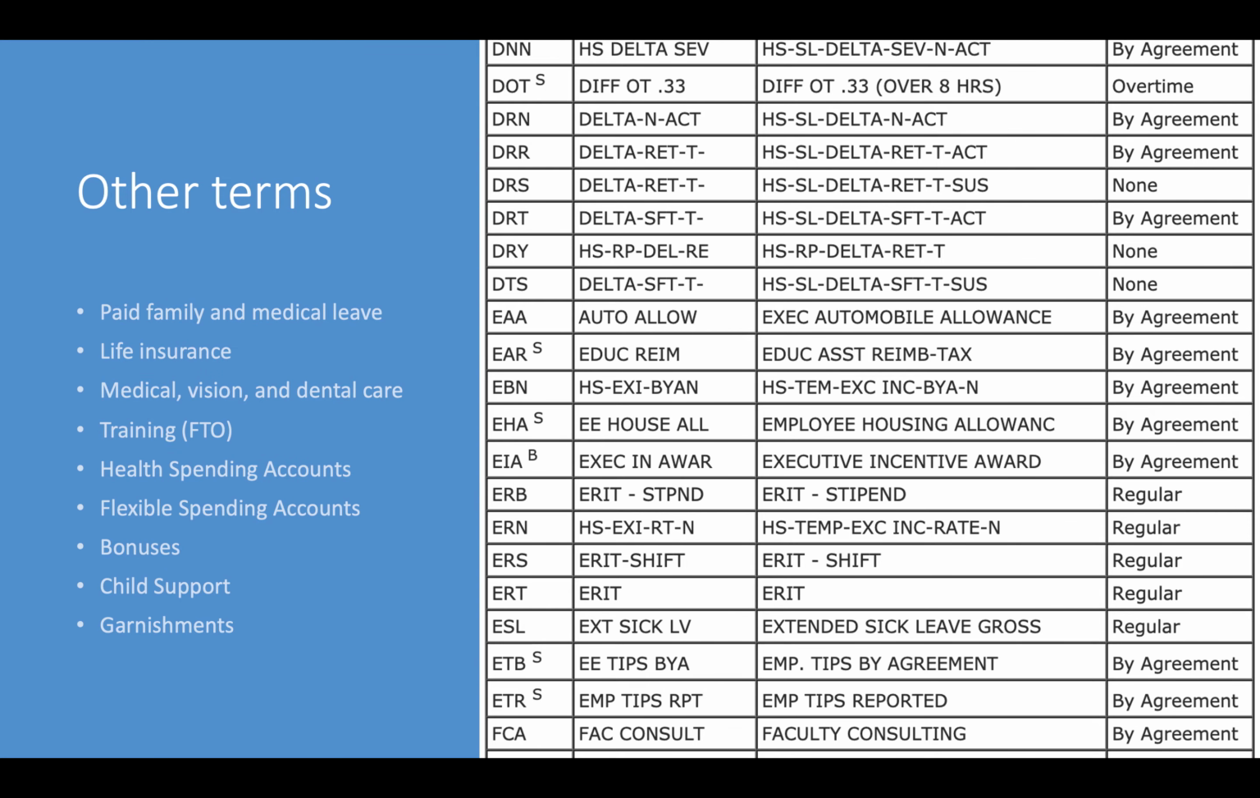Training, sometimes this is called FTO. That's a different pay rate than the regular pay rate. Maybe if you just got started. Health spending accounts or flexible spending accounts, they'll be called HSAs or FSAs. This is related to health expenses, additional health expenses not covered by health insurance, or maybe childcare expenses or summer camps or things like that, which you can use these special accounts to pay for, and there's a tax advantage to using them. Bonuses are sometimes listed on pay stubs. Child support or garnishments are also listed for some people on their pay stubs too, and that will be a deduction off of what they're usually paying.